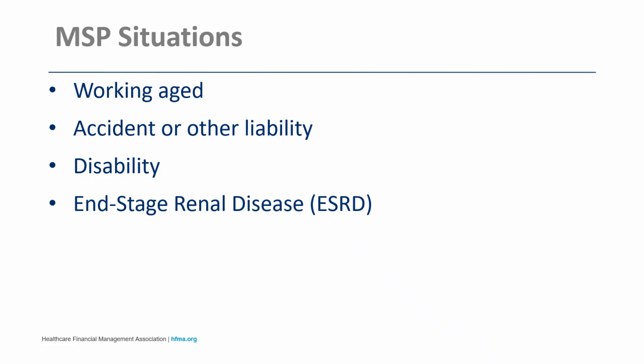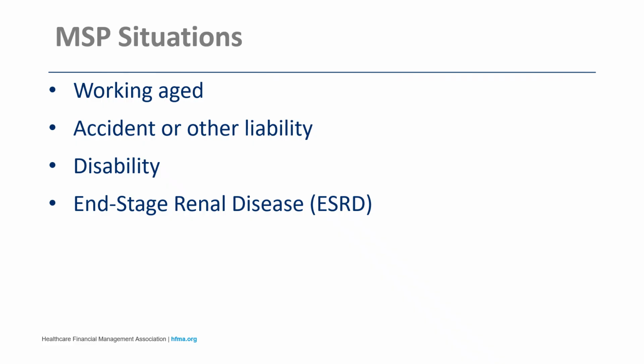End-stage renal disease is when the patient has permanent kidney failure and is covered by a group health plan and has not completed the 30-month coordination period. Please note that after completion of the 30-month coordination period, Medicare becomes the primary payer unless another MSP condition exists.